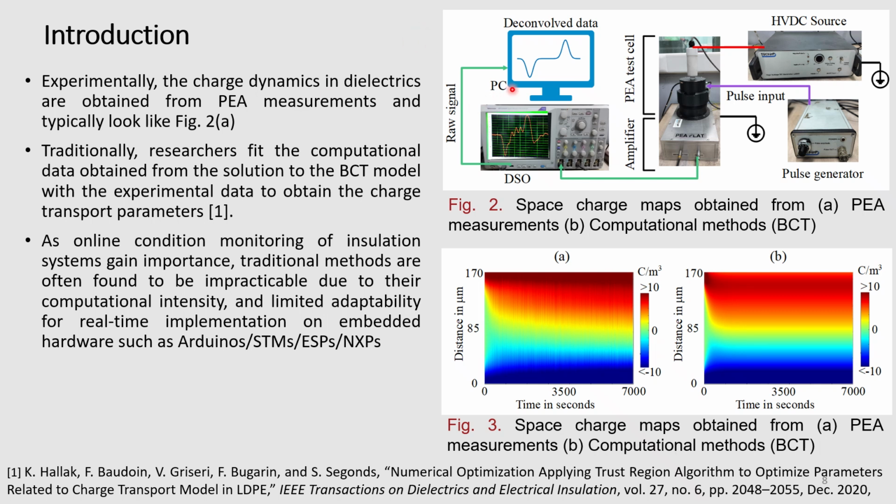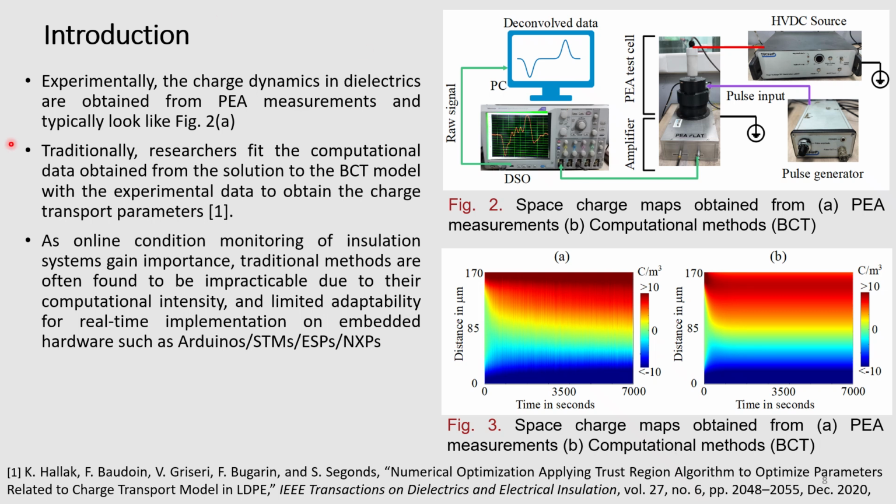So in this schematic you can see a PEA measurement system in which the dielectric will be subjected to high voltage and high electric fields, and using the pulsed electroacoustic technique it maps the spatiotemporal evolution of charge inside the dielectric as shown in figure 3a. So this is spatial variation and this is temporal variation, and blue represents negative charge which is electrons and red is hole charge, and as you can see the holes move from anode to cathode with time and electrons move from cathode to anode with time.